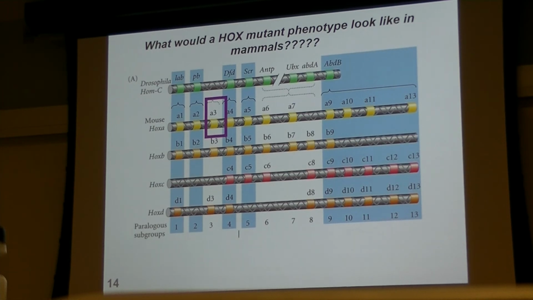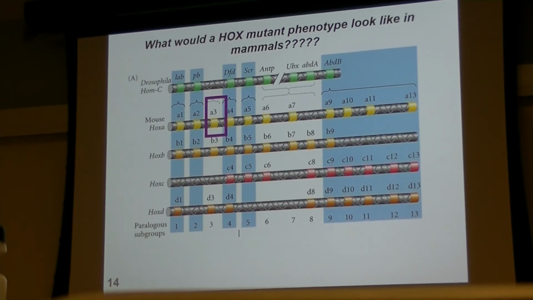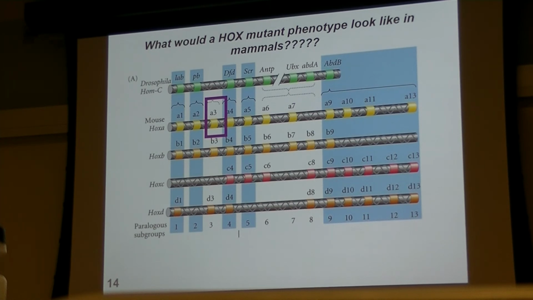To answer this question, researchers started going through and doing targeted mutagenesis, making mutations in individual Hox genes and analyzing the embryos phenotypically and seeing, well, okay, what happens here? Is it basically break it or convert it into something different? And one of the first genes that was mutated is this Hox A3 gene.